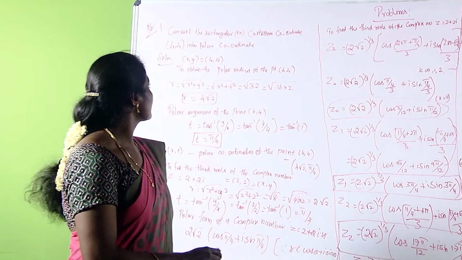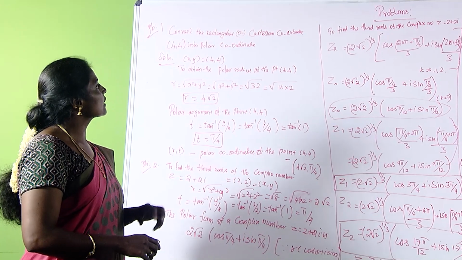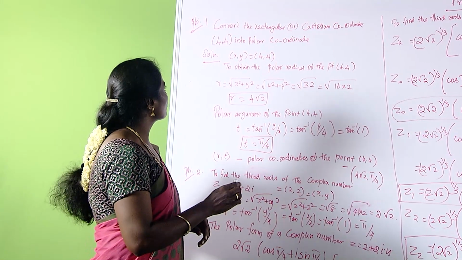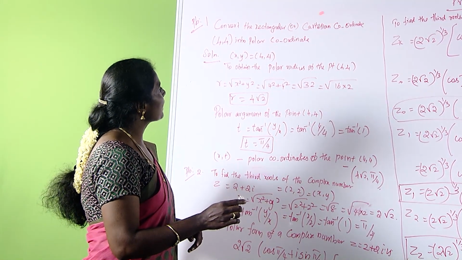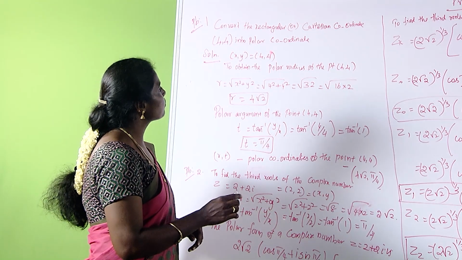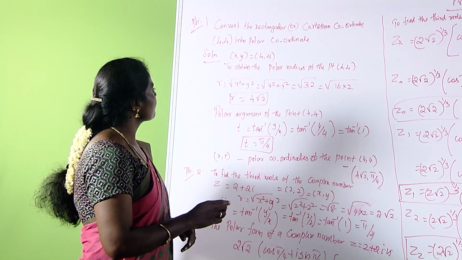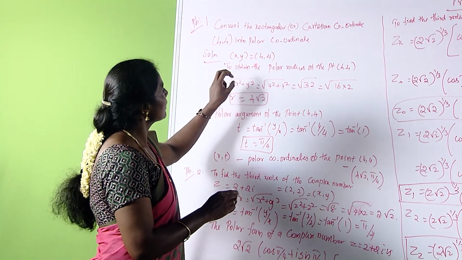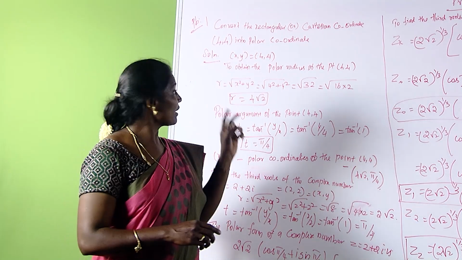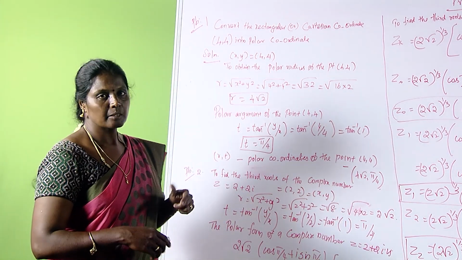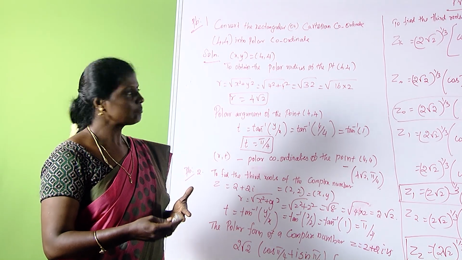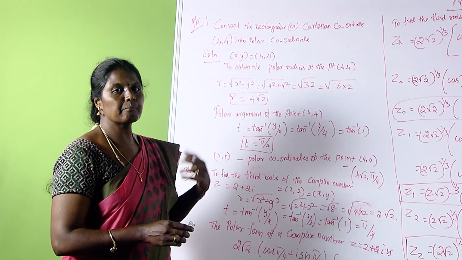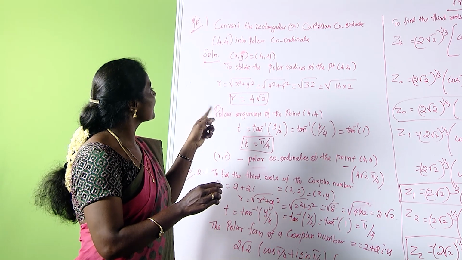The first problem shows how to convert the rectangular or Cartesian coordinate into polar coordinate. Let us see. In the first problem, we are going to convert the rectangular or Cartesian coordinate (4, 4) into polar coordinate. For that, first we take (4, 4) as the ordered pair (x, y). We take x, y because every complex number can be represented as an ordered pair. So z equal to x plus iy, a complex number, can be expressed as an ordered pair (x, y).